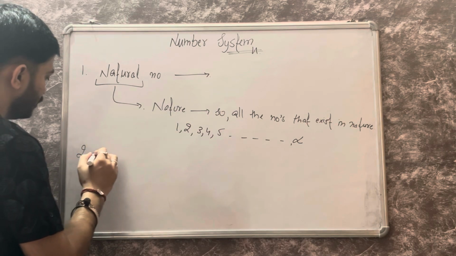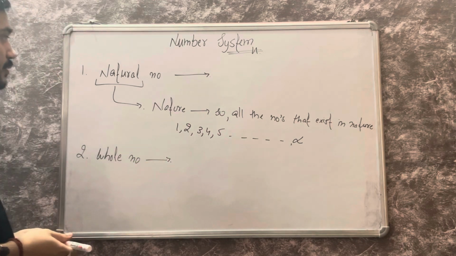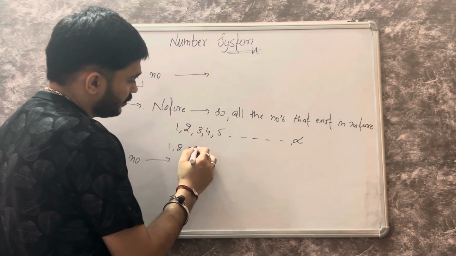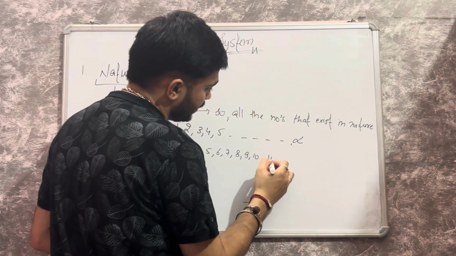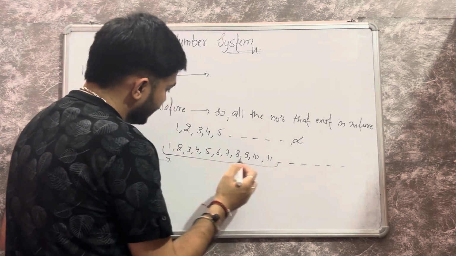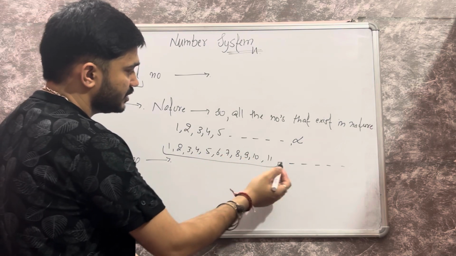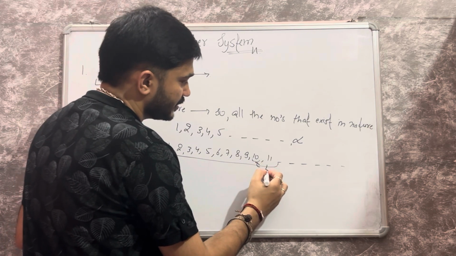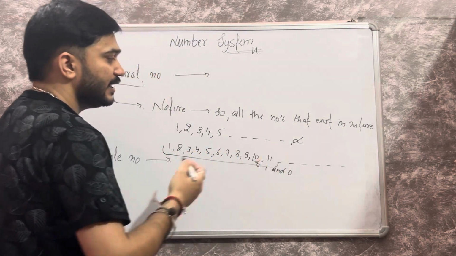Now let us move forward to the second definition, that is of whole numbers. What are whole numbers? In natural numbers we see that there is 1, 2, 3, 4, 5, 6, 7, 8, 9, 10, 11 and so on. In this we saw that 1 is in natural numbers, 2 is in natural numbers, 3, 4, 5, 6, 7, 8, 9 and 10. 10 is composed of two numbers, that is 1 and 0. 1 is in natural numbers but 0 is not in the natural numbers.